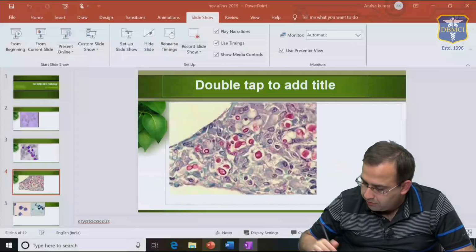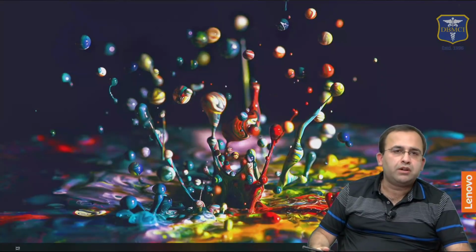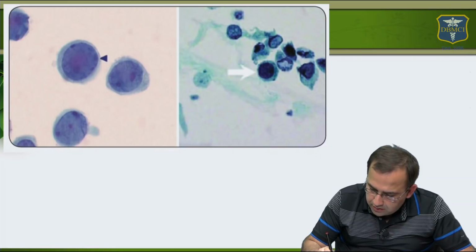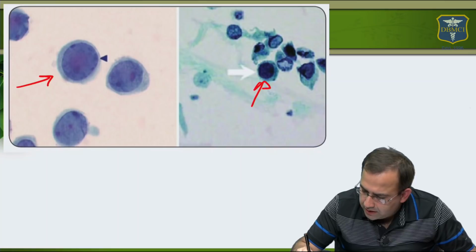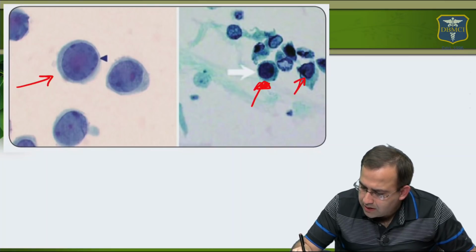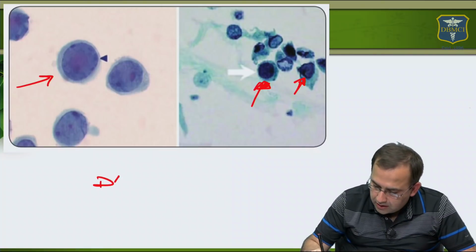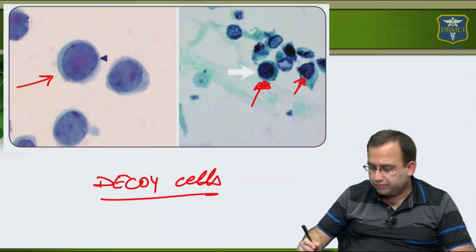Next point. Before we go further, this is what they look like microscopically. Starting with the first image, it has a large nucleus. The second one, again large nucleus, intranuclear inclusions, can be confused with malignancy. These are decoy cells, the virus infected cells in urine.